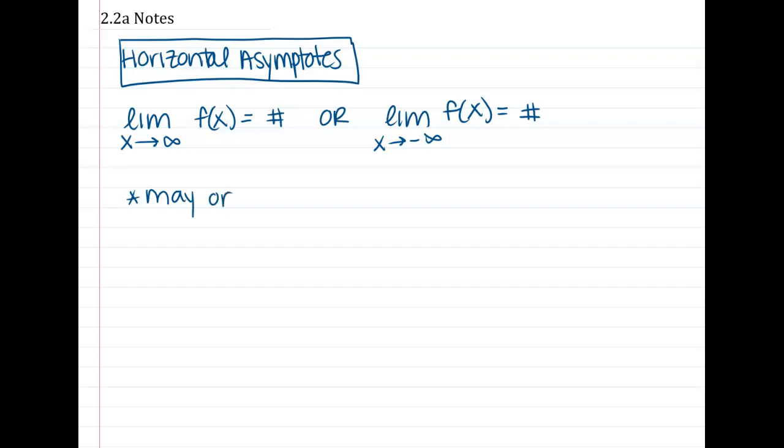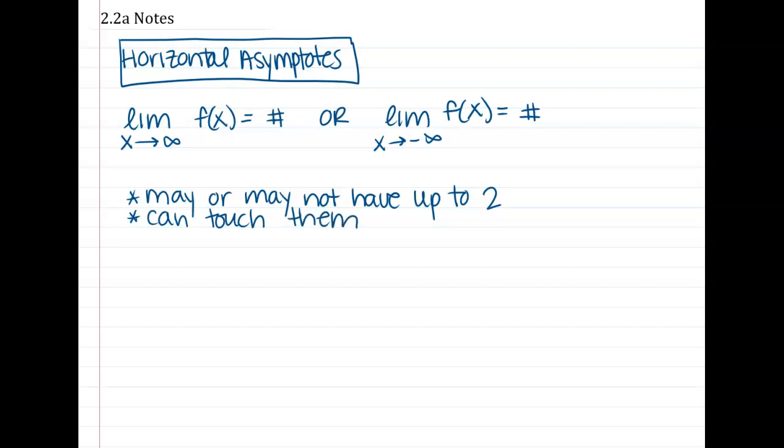Functions may or may not have up to 2 horizontal asymptotes. Functions can touch them, contrary to popular belief. And horizontal asymptotes are in the form y equals some number.